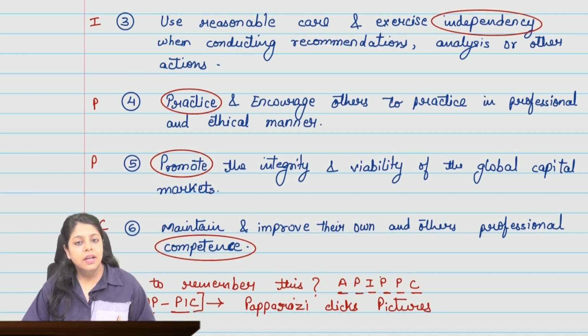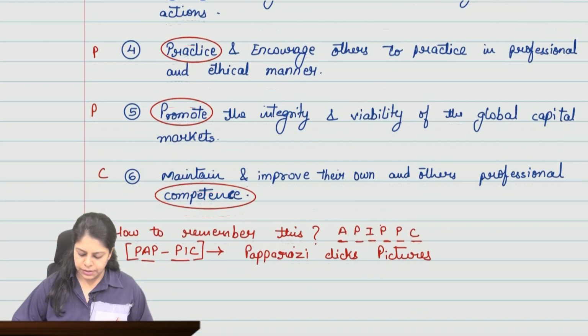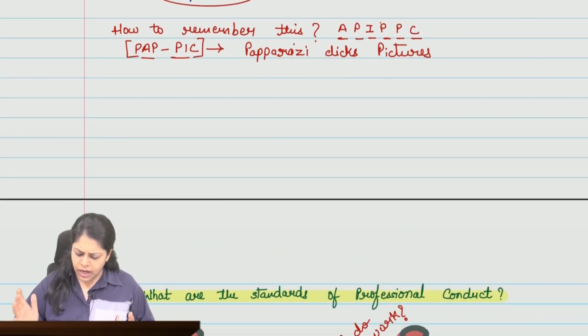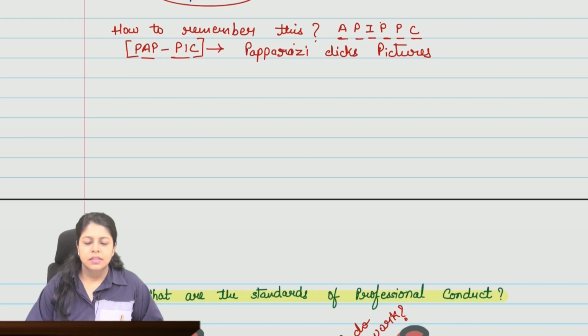Now let's get to our last topic of this chapter, the standards of professional conduct. Now, what are the standards of professional conduct? There are in total 7 standards. I will explain each and every standard in detail in the next chapter. Here I'll just give you an overview.